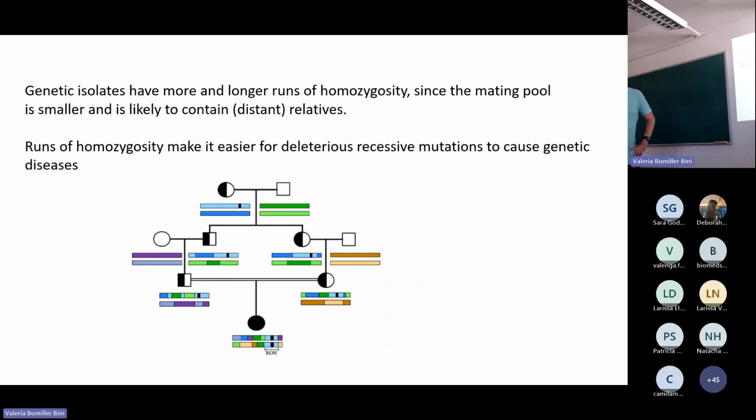So, something that we see quite often in the genomes of individuals from isolated populations are long runs of homozygosity. Since the mating pools in these communities tend to be smaller, it's more likely that you end up marrying a distant relative. I might have been pointing to this consanguineous marriage and how they gave long runs of homozygosity, like here, to their daughter.